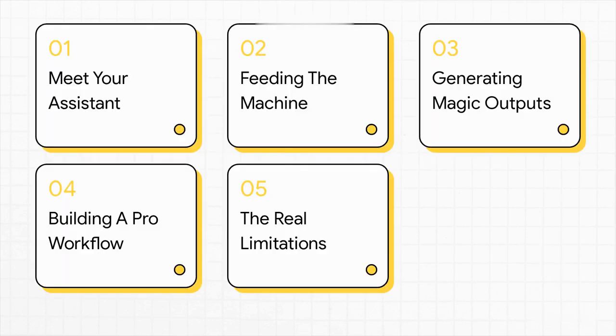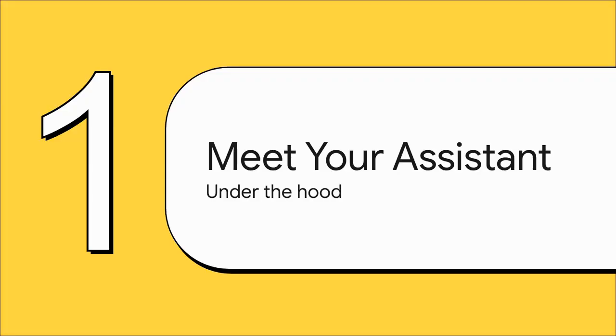Okay, let's dive into this. Here's our roadmap for today's explainer. We are going to hit: 1. Meet your assistant. 2. Feeding the machine. 3. Generating magic outputs. 4. Building a pro workflow. And finally, 5. The real limitations. Starting off with Section 1, Meet Your Research Assistant.